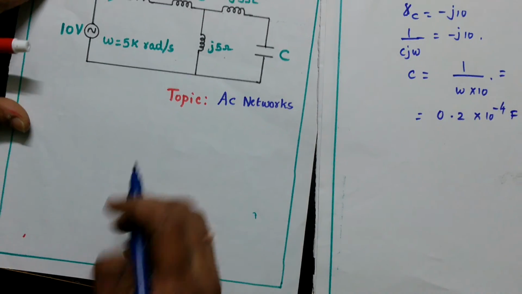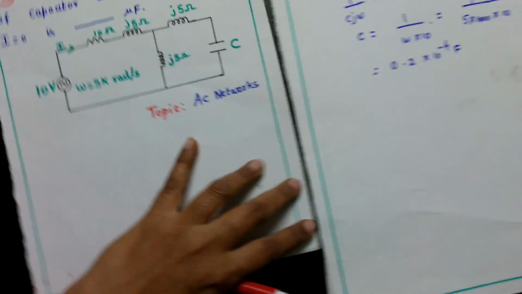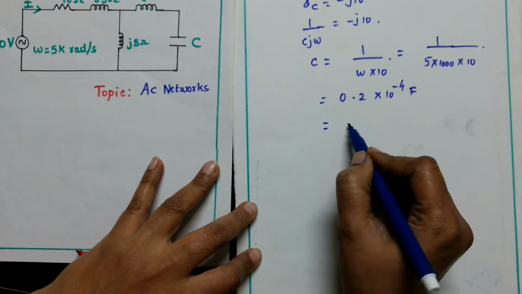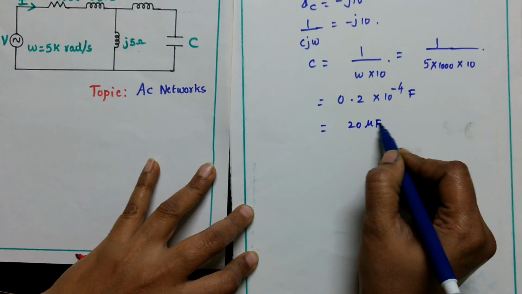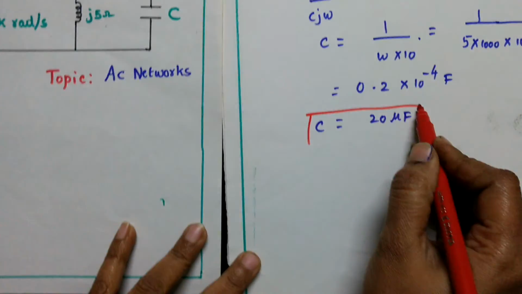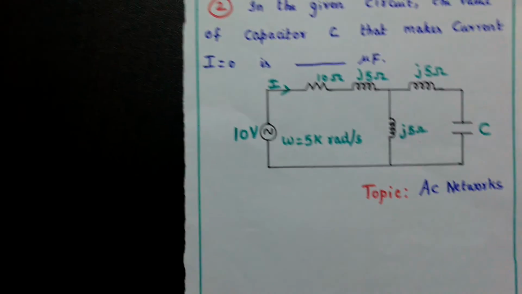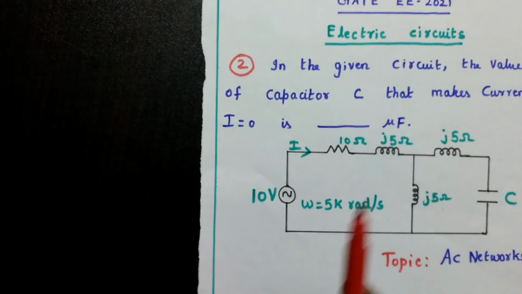What they asked is dash microfarad. So we are converting this into microfarad. That will become 20 microfarad. Capacitance C equal to 20 microfarad, which makes current I equal to 0. Capacitance C equal to 20 microfarad. That is the answer.